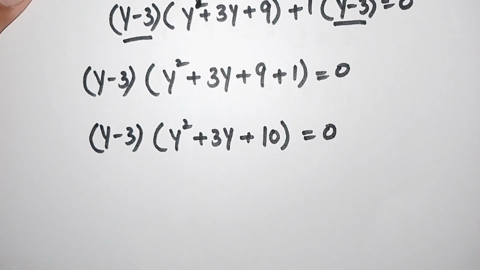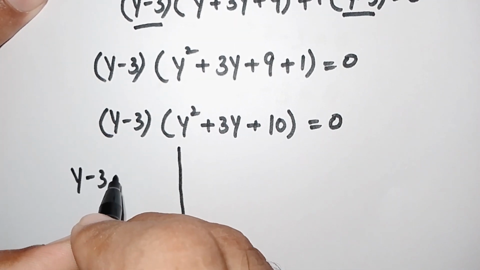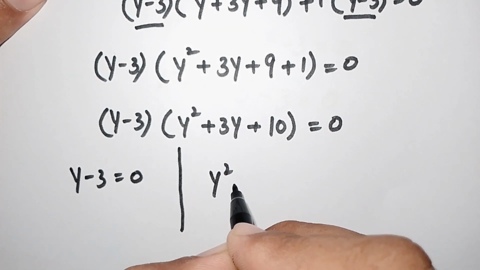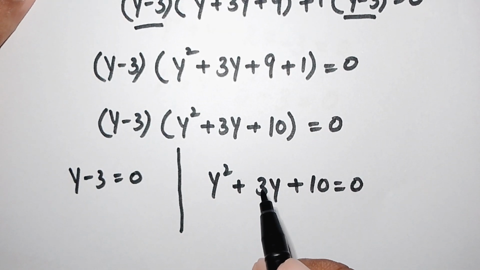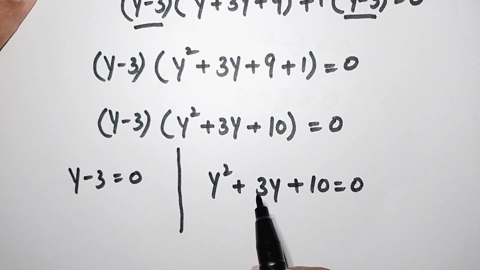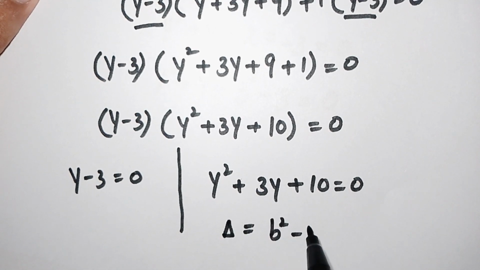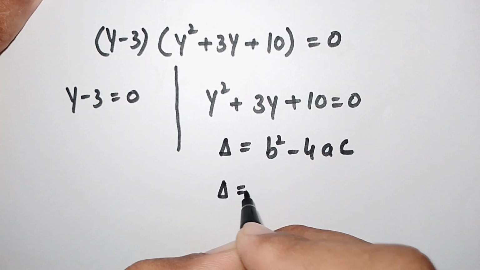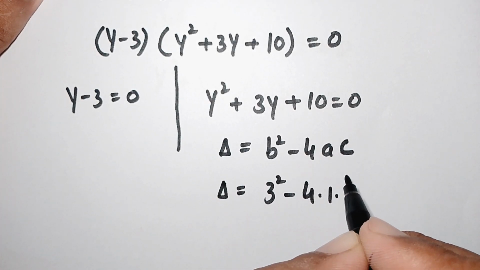Now in the next step here we obtain two cases. Here the case number first is y minus 3 is equal to 0, and the case number second is y square plus 3y plus 10 is equal to 0. So for this we have to use the discriminant formula to find whether it gives a real solution or a complex solution. So here we have to use the discriminant formula, that is b square minus 4ac. So here discriminant is equal to, here b is equal to 3, so here 3 square minus 4 times a is 1 and c is 10.